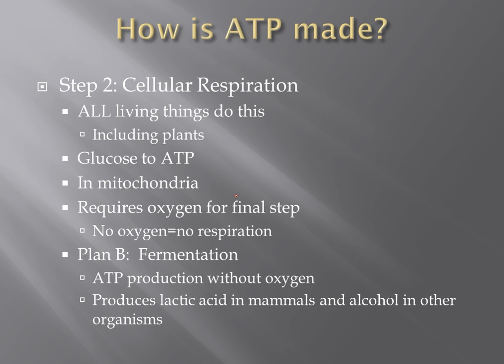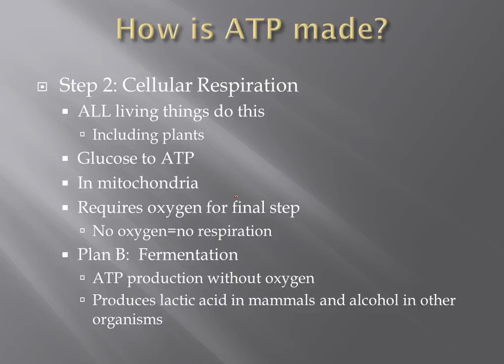Step two is called cellular respiration. All living things do cellular respiration, even plants. Right? There's this myth that plants don't have to do cellular respiration because they do photosynthesis. It's not an either or. It's a two-step process. Plants are just able to do both steps. Humans and other animals have to rely on plants to do step one, and then we show up in step two. That's when you take glucose to ATP.